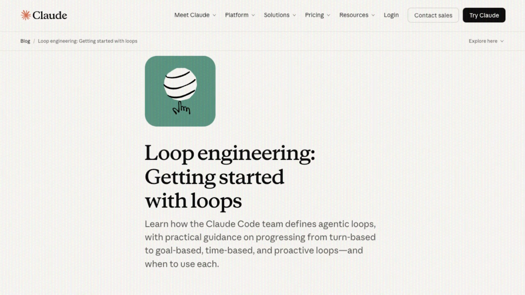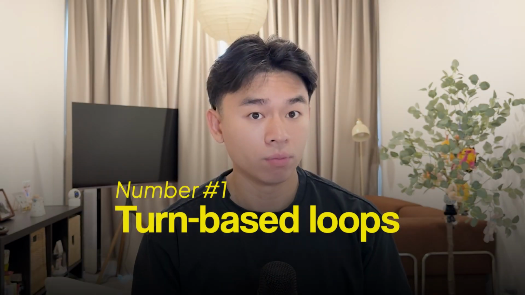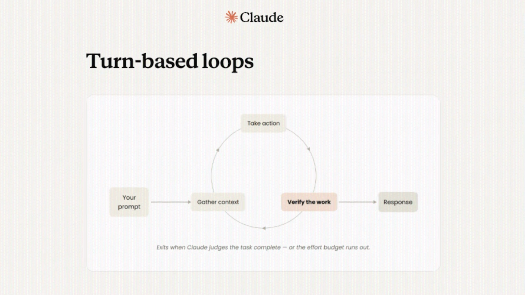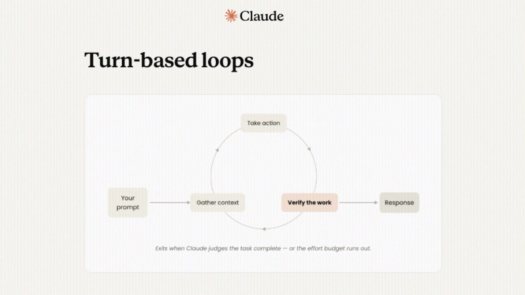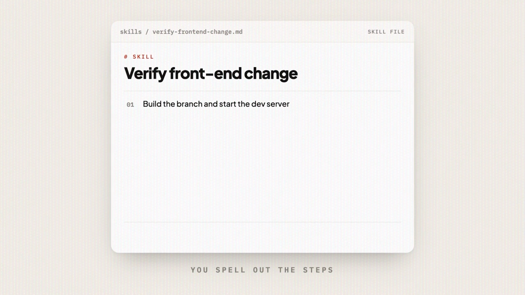Anthropic's team wrote these up in an engineering post, and it's worth reading. And here's the version that stuck with me. The first is turn-based. That is your normal loop. You prompt, it gathers context, it takes action, it verifies what it can, and Claude itself decides whether it's done. There's no strict criteria, so it's using its own judgment, which may not be the most accurate. And a loop like this can basically just live in a skill file.